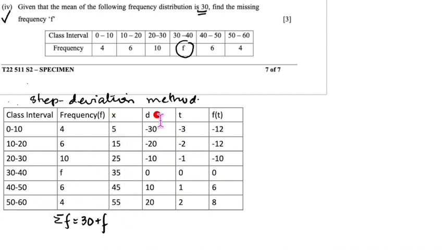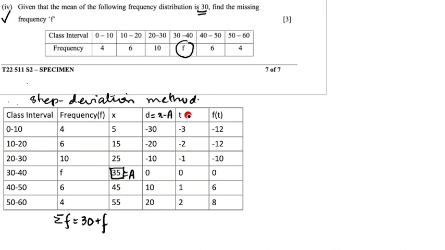What is D? D is the deviation from the assumed mean. Let us take the assumed mean as 35. This 35 is the assumed mean, that is A. Alright, and your D is going to be equal to x minus A. So 5 minus 35 is minus 30. 15 minus 35 is minus 20. 25 minus 35 is minus 10. 35 minus 35 is 0. 45 minus 35 is 10. And 55 minus 35 is 20.